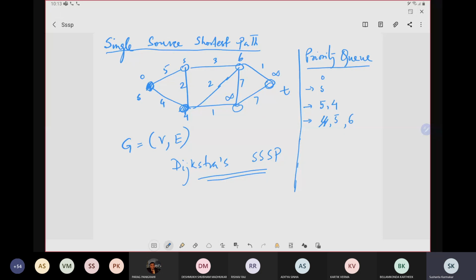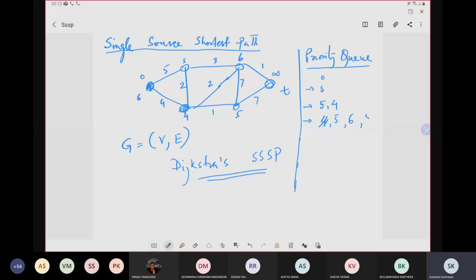This is 4, this is 1, so 5, this is infinity. So I'll make this to be 5. So I'll make this 5. Okay. And I'll put this 5 here.